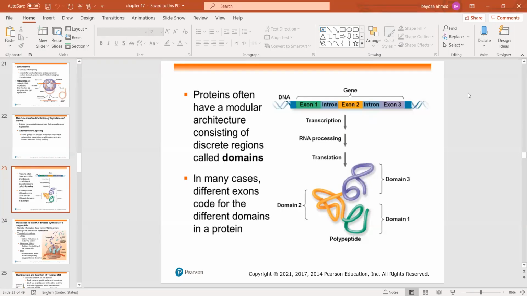Proteins often have a modular architecture consisting of discrete structural and functional regions called domains. One domain of an enzyme, for example, might include the active site, while another might allow the enzyme to bind to a cellular membrane. In quite a few cases, different exons code for the different domains of a protein.